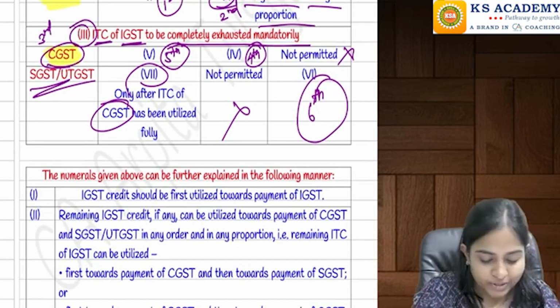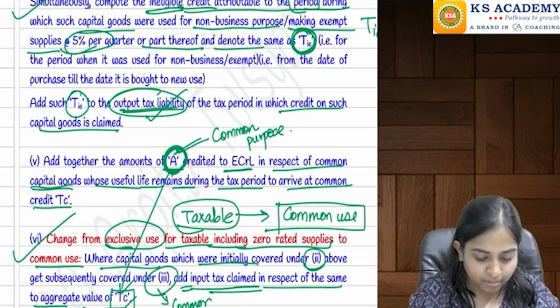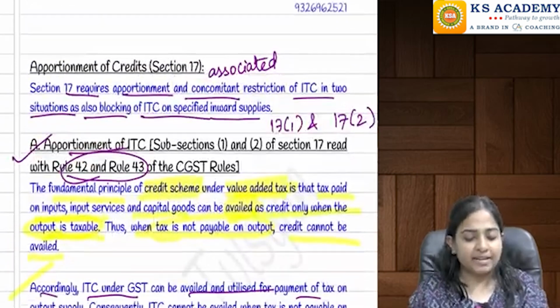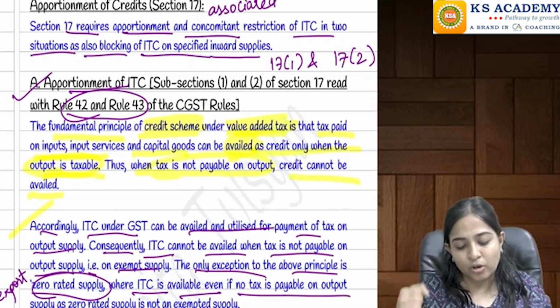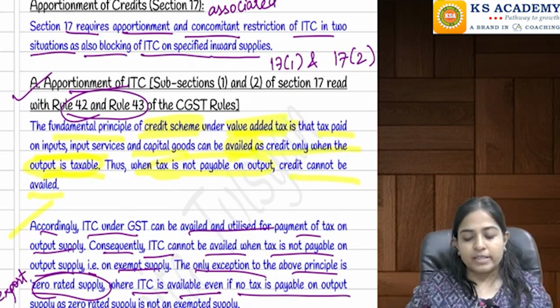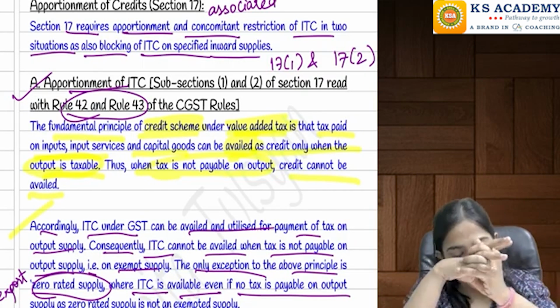Now going on to section number 17. Everyone here, let's go to section number 17. Yes, here it is. Section number 17, apportionment of credit. Here section number 17 was there, then rule number 42, 43, etc. What did we first of all study? In section number 17, we studied that yes, credit is available.